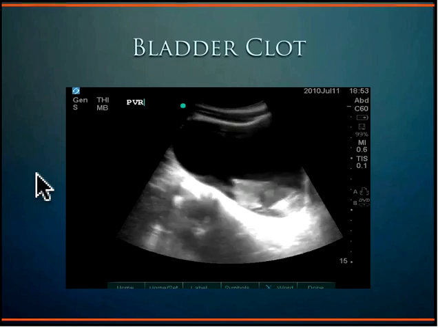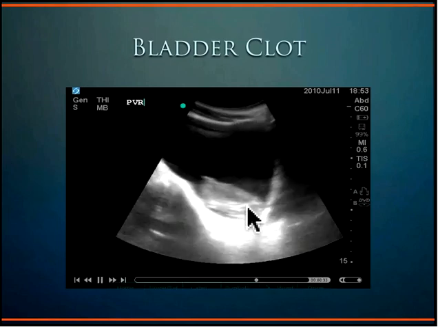Now we're in the sagittal view. We can see the clot is definitely at the inferior and posterior aspect of his bladder.